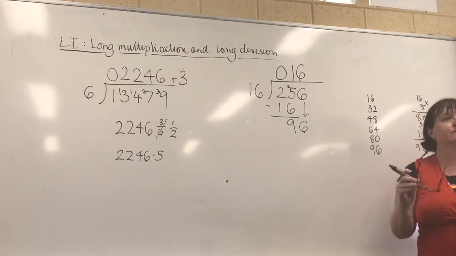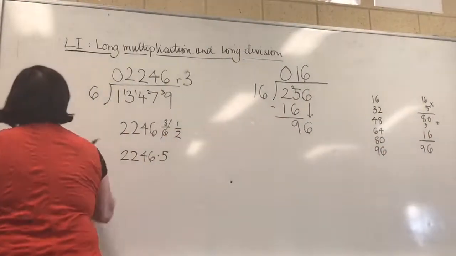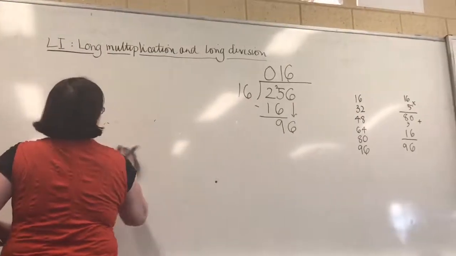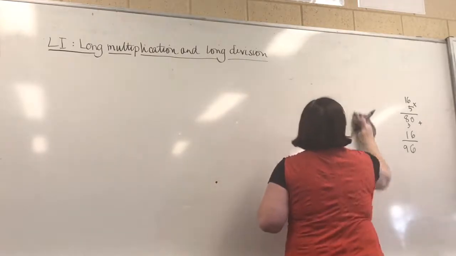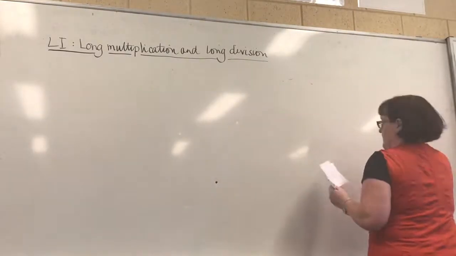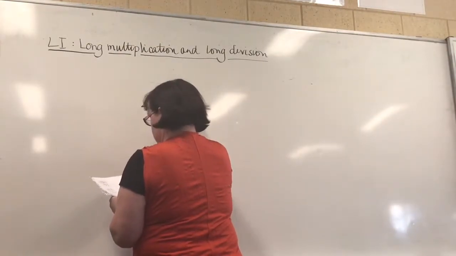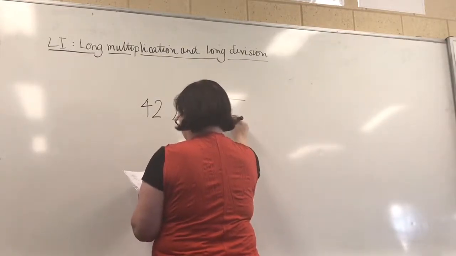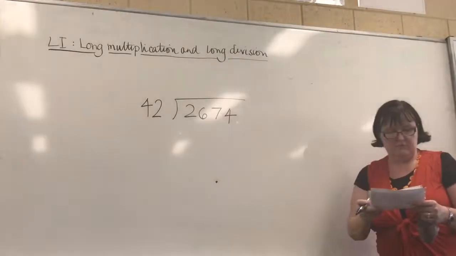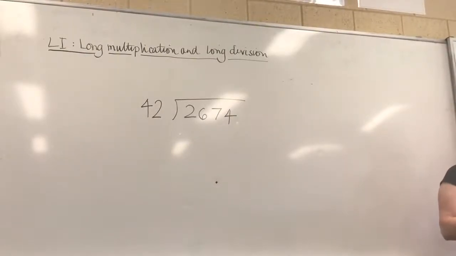Are you with me? Yeah. Good. Okay, right. Let's try another one. This one's a little bit more complex because it's a bigger number. So we've got 42 into 2,674. Again, I can't guarantee that it will be exact, but we'll see how we go.